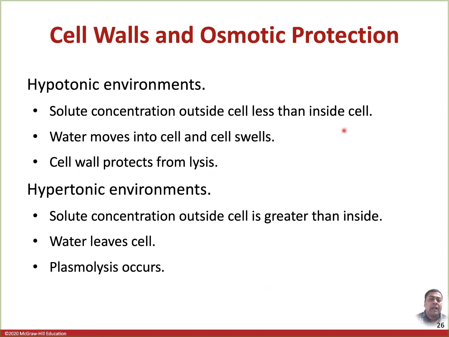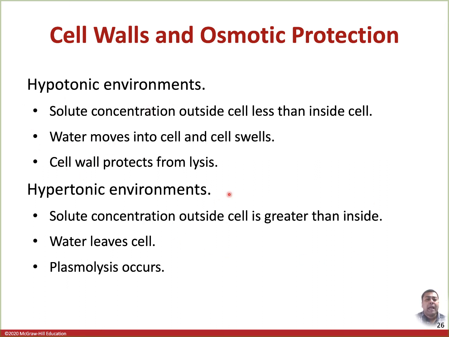So the cell wall and osmotic protection is an important function. If a bacterial cell is put in a hypotonic environment, the solute concentration outside the cell is less than inside the cell. That means the concentration of water is more outside. Water moves into the cell and the cell will swell. But the cell wall protects these bacteria from lysis. Otherwise, they will undergo osmotic lysis, just like an animal cell or a red blood cell. So this is one of the advantages of having a cell wall.